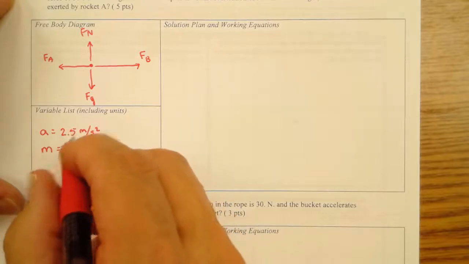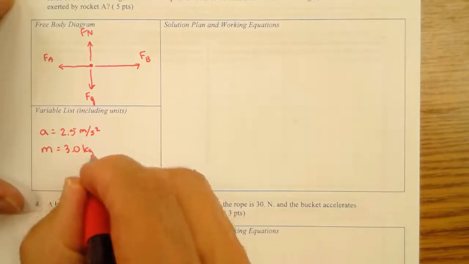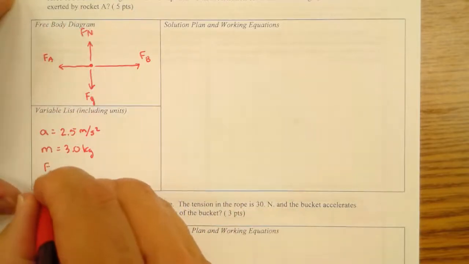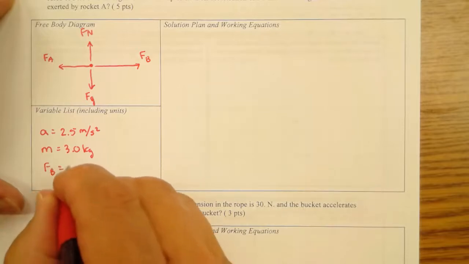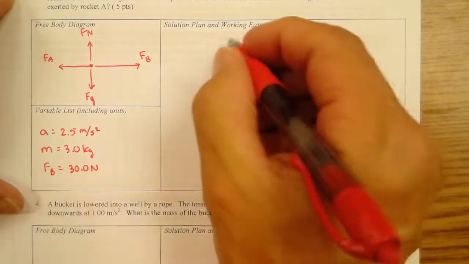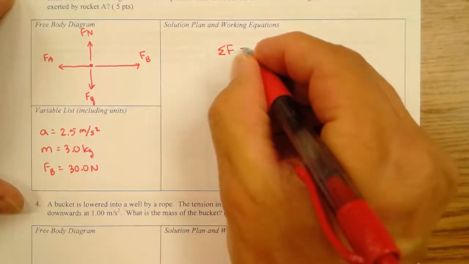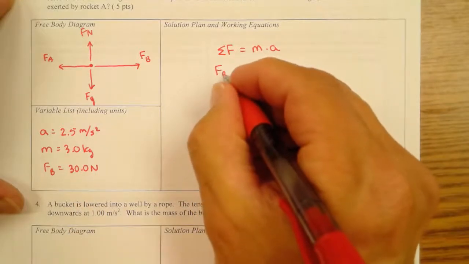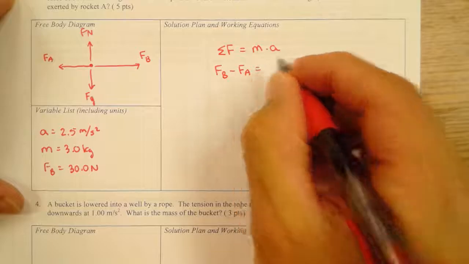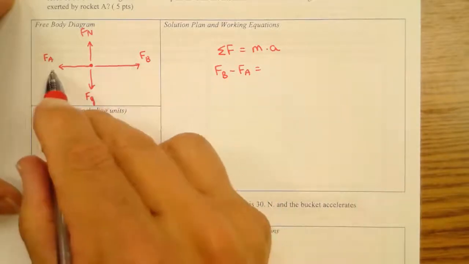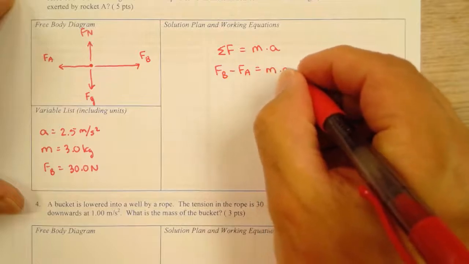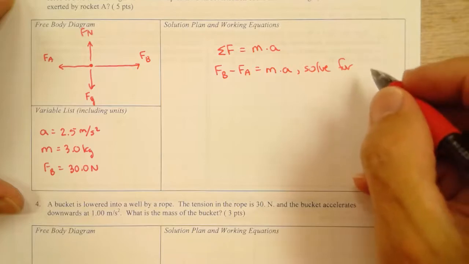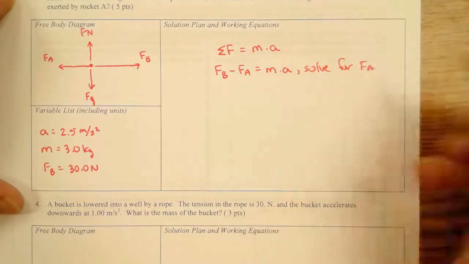The mass of the cart is 3 kilograms. And we also know that the force to the right, so that's F of B in my diagram, equals 30 newtons. So Newton tells us that if we add up all the forces, that's the unbalanced force, that's going to equal the mass times the acceleration. For this problem, that means we take F of B minus F of A. That's the unbalanced force, the difference between F of B and F of A. That's going to equal the mass times the acceleration. And we wish to solve for this unknown force, F of A.